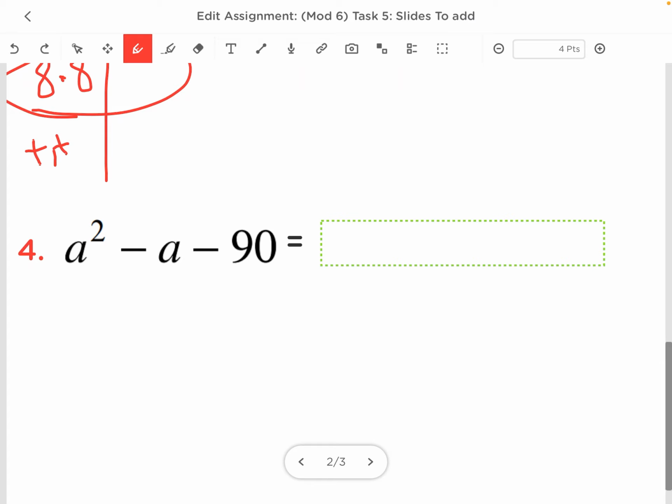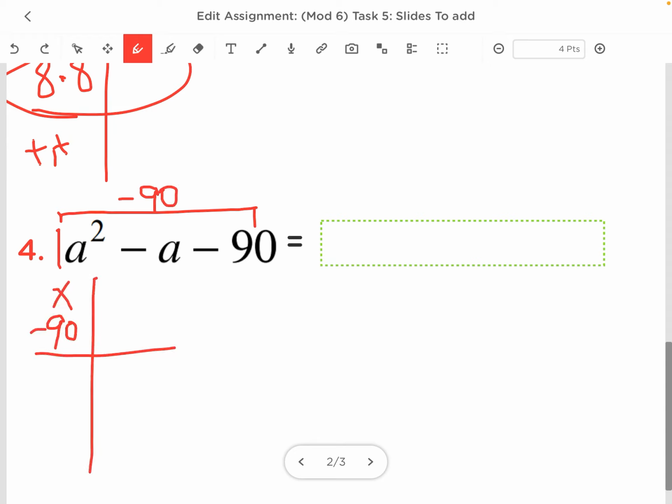Okay, last example, 1. So I know I can shortcut it. A times C is negative 90. And I want to add to negative 1. So my signs will be different. My larger one will be negative. I see the numbers, but if you don't, list them.